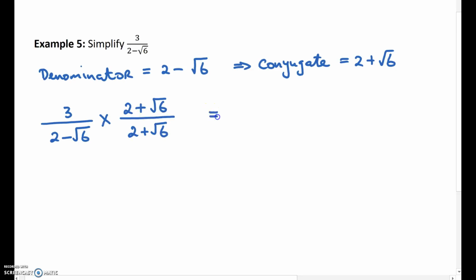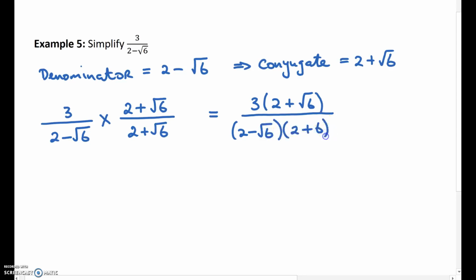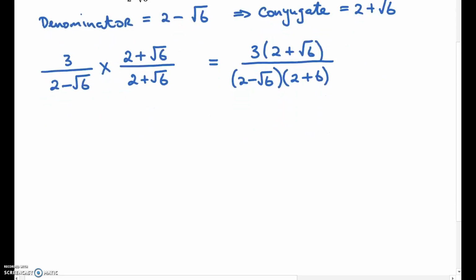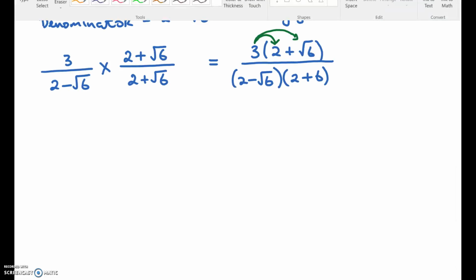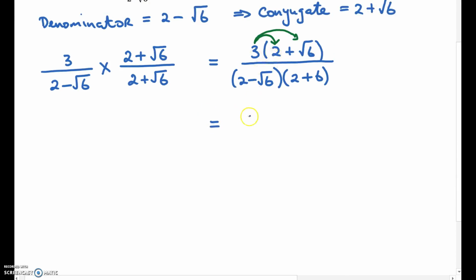Okay, so that's going to give us 3 times 2 plus root 6 on top, and on the bottom we're going to have 2 minus root 6 times 2 plus root 6. On the top we're going to distribute the 3, and that's going to give us 3 times 2 is 6, and then 3 by the square root of 6 is just 3 root 6. When you multiply a regular number by a square root, you just put them together like that. Now on the bottom we have 2 minus root 6 by 2 plus root 6.